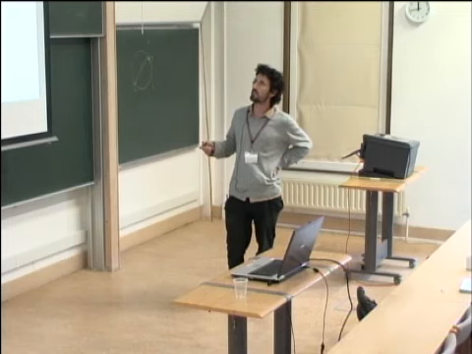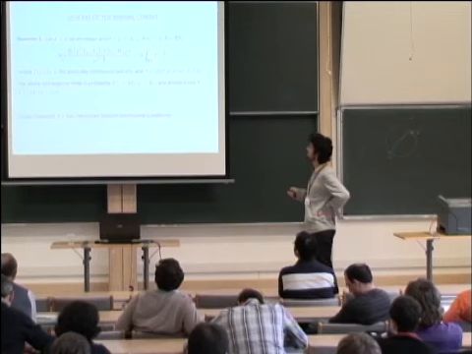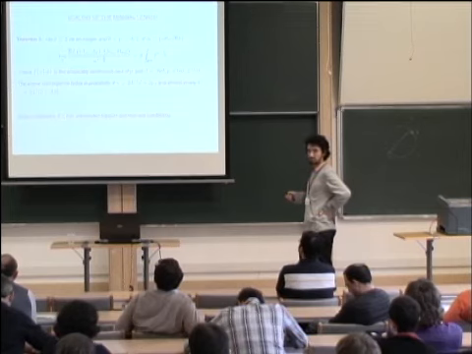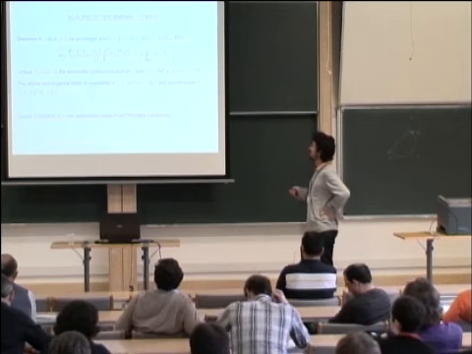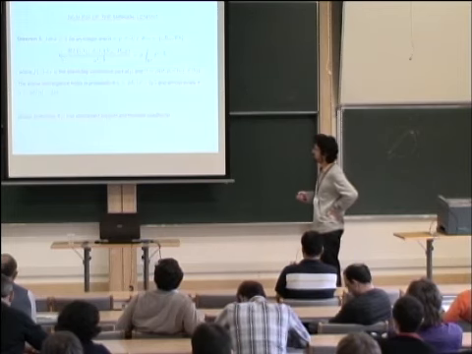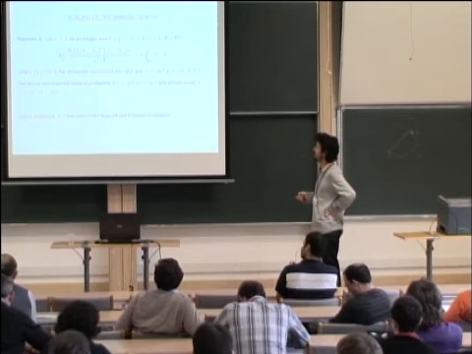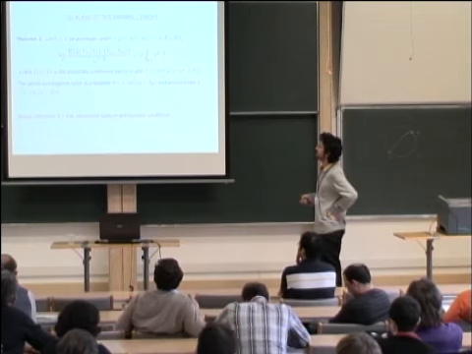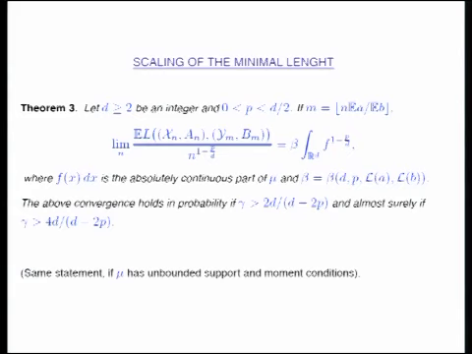a constant times the integral of a function f, where f is the absolutely continuous part of the measure mu. Okay, and beta depends only on the dimension and the law of P and the law of A and B. And you can remove the expectation and put in probability if gamma is high enough, if A and B have high enough moments, and you can put almost surely if you have high enough moments. And you can also remove the assumption that mu has bounded support if you add moments too.